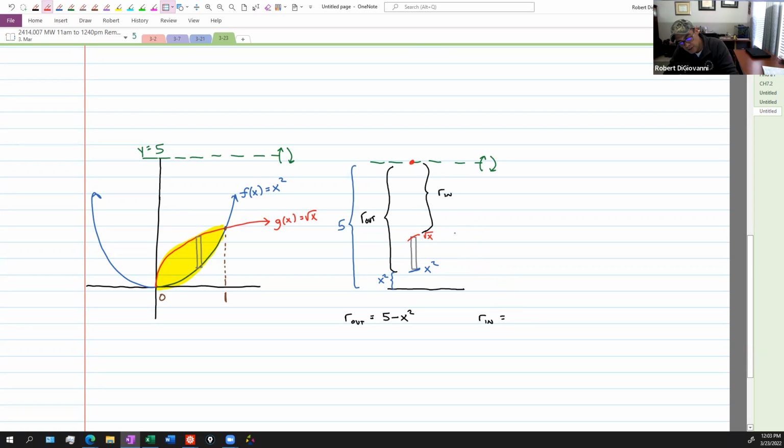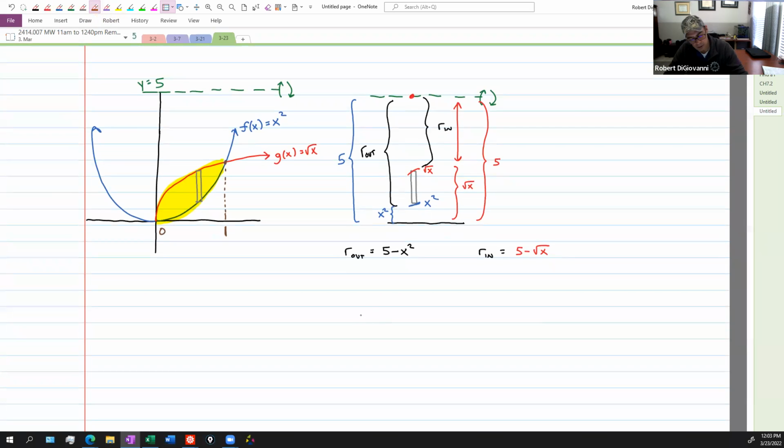So we know the distance from here to here is root x, and we know the distance the entire way was 5. So the R in distance, which is just what's left from here to here, would be the 5, take away the root x. And that's it. Once you've got that, you're ready. You just put in the formula.